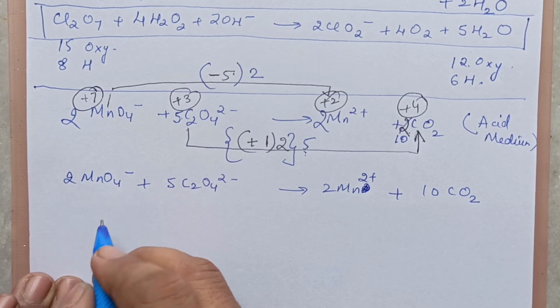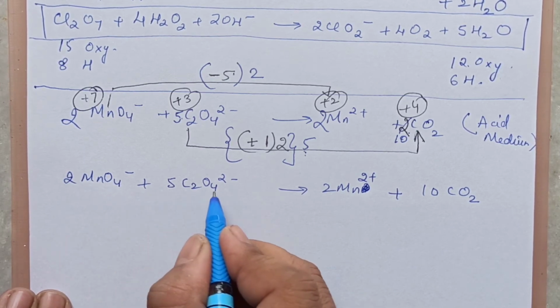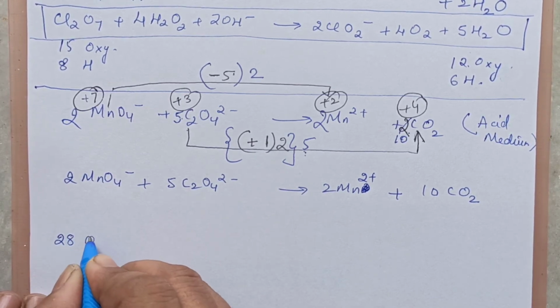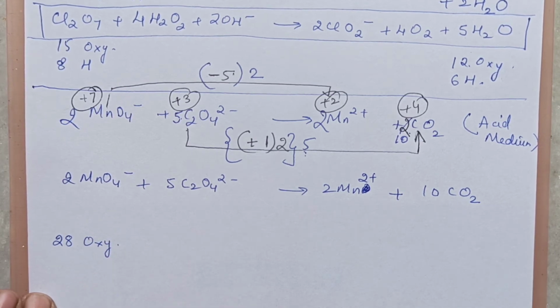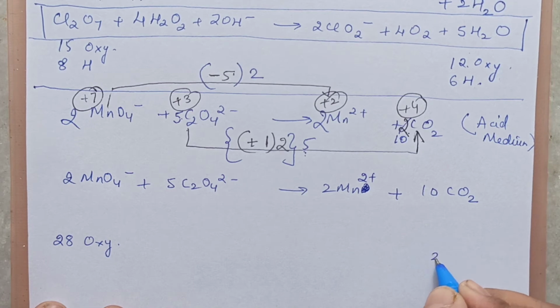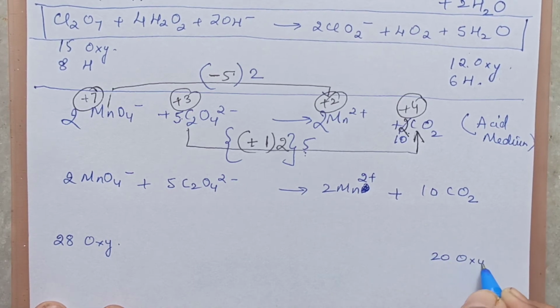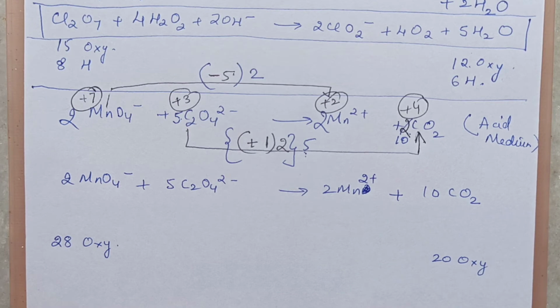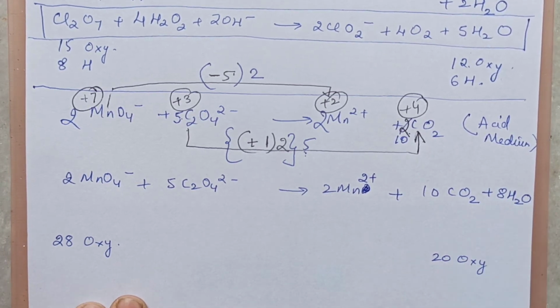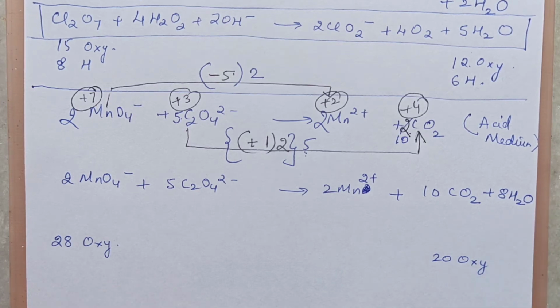4 into 2 is 8, and this is 20. That means you have 28 oxygens on the left hand side. On the right hand side you have 2 into 10, that is 20 oxygens. That means you have 8 oxygens less on the right hand side. So we will put that many water molecules on the deficient side. This is done to balance oxygen.